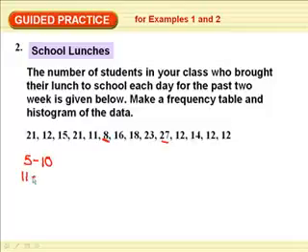So it'll be 5, 6, 7, 8, 9, 10. That's 6 again. 11, 12, 13, 14, 15, 16. 17, 18, 19, 20, 21. 22, 23, 24, 25, 26, 27. Now I have them all.